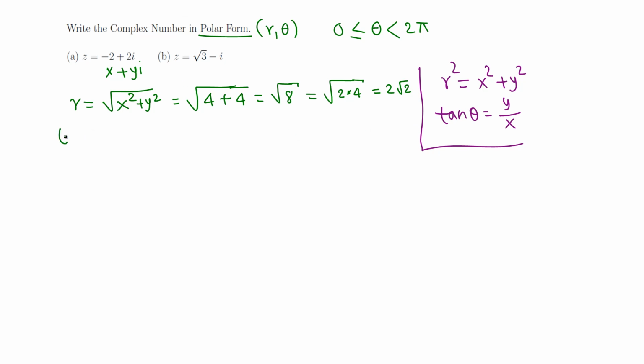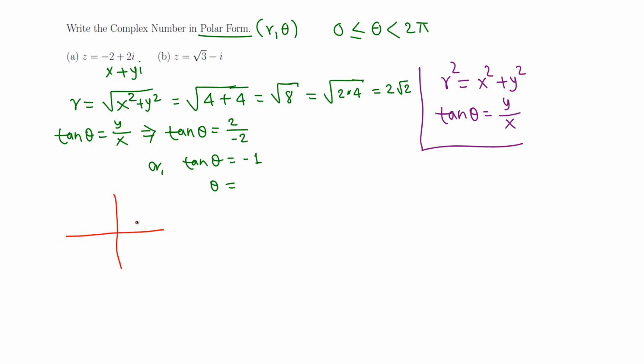For that we use the formula tangent theta is y over x. In our case, y is 2 and x is negative 2, so tangent theta is 2 over negative 2, negative 1. That means we need to take the inverse tangent of negative 1. But let's do better than this. Let's figure out where the complex number is.